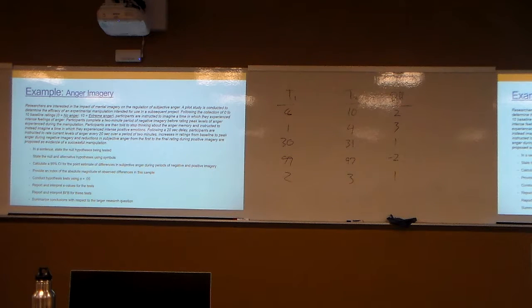So we say, okay, stop thinking about that angry memory. Instead, think about a positive time in your life, and I'm going to ask you to rate your level of anger on a 0 to 10 scale. Every 20 seconds, for a period of 2 minutes, they rate their levels of anger. We're going to say increases in ratings from baseline to peak anger during negative imagery, and reductions in subjective anger from the first rating to the final anger rating during positive imagery, are evidence that our manipulation was successful.